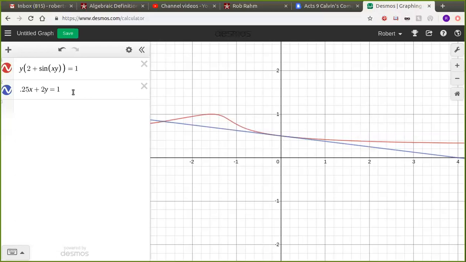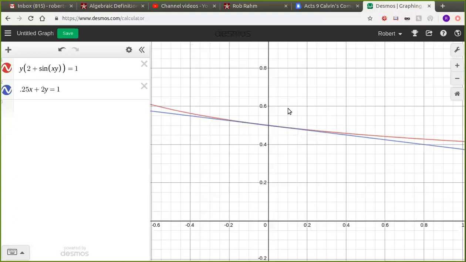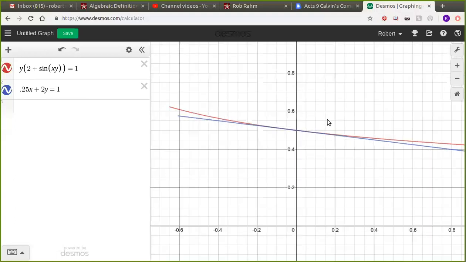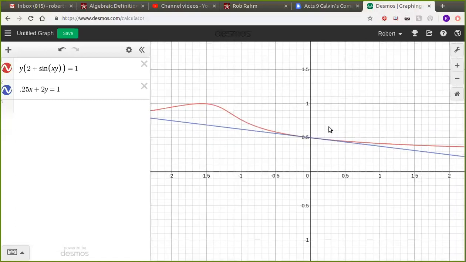And the blue line is the normal equation for the tangent line that we just came up with. And you can see clearly that the blue line is the tangent line. If you zoom in closer and closer, the curve and the line get closer and closer to each other, which is exactly what the tangent line does. Remember, the tangent line is the best linear approximation to the curve at that point. Okay, that's all I got for this problem.